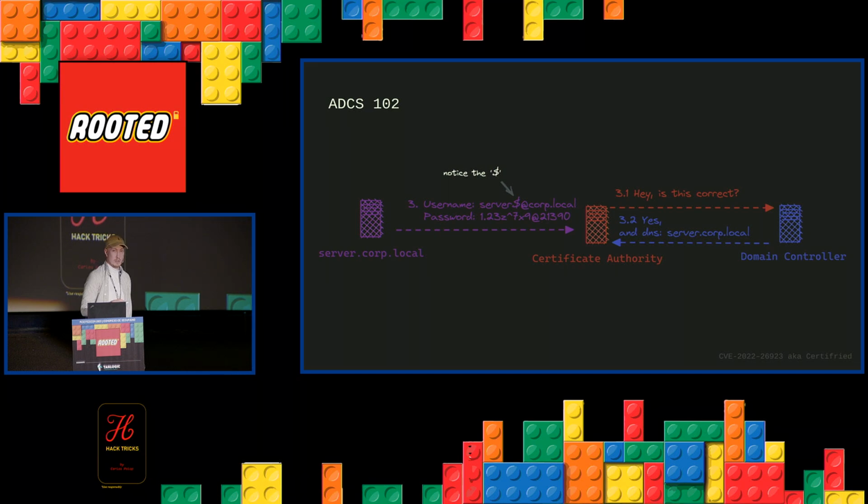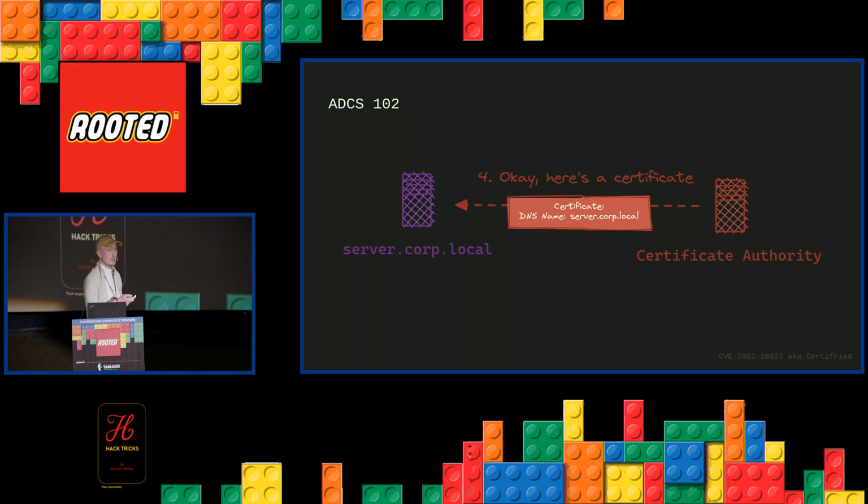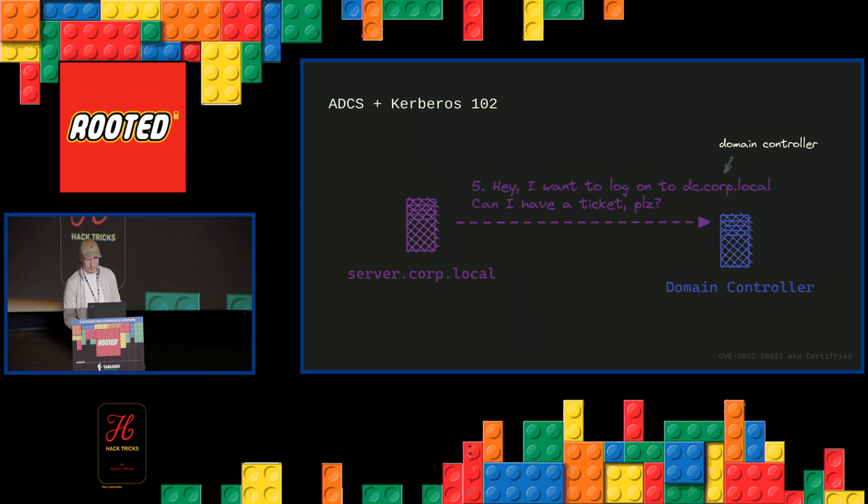And again, the certificate authority will go to the domain controller and verify everything. But in this case, the domain controller will say the DNS name is server.corp.local, so not a UPN. So the certificate authority will create a certificate with the DNS name server.corp.local. So this is the difference between users and servers. But again, now the server can go to the domain controller and say, I want to log on to dc.corp.local, which is the domain controller.